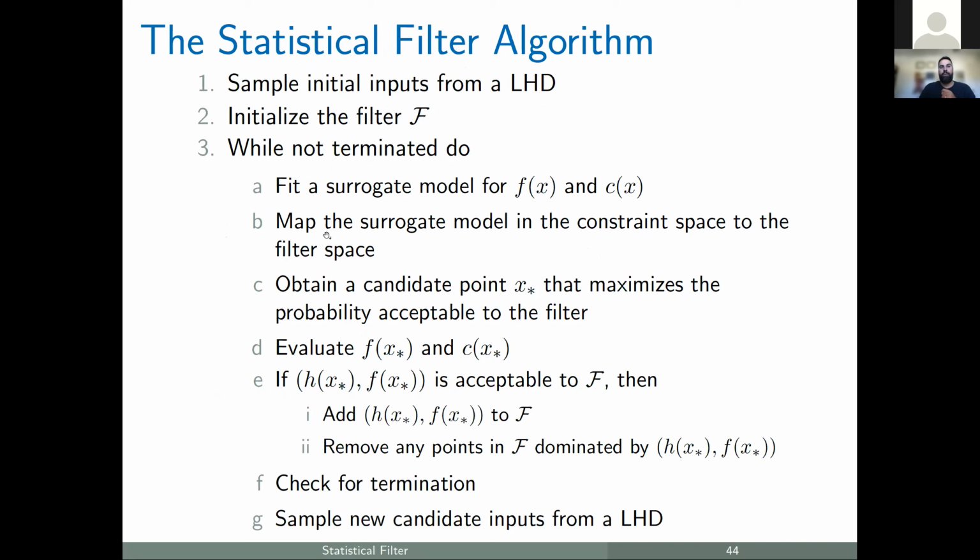We're going to iterate just like the original algorithm, but here we're going to fit a surrogate model for f and c of x. This is our joint or multivariate Gaussian process. Again, you have to think about the spaces. So then we map our surrogate model in the constraint space to the filter space. So we do all of our prediction in constraint space, and then we map them to filter space. We're going to obtain candidate points x star that maximize the probability of being acceptable to the filter.